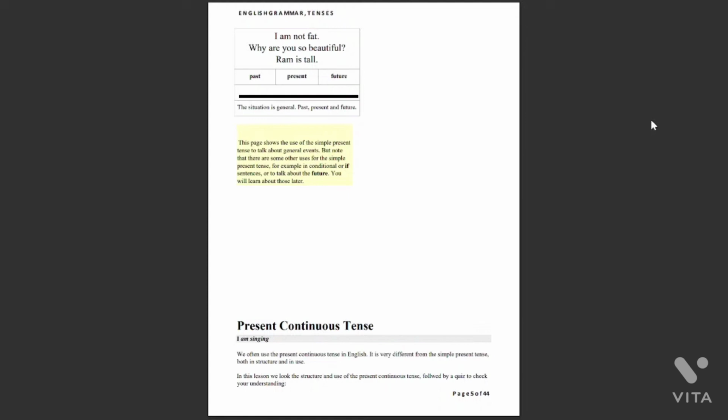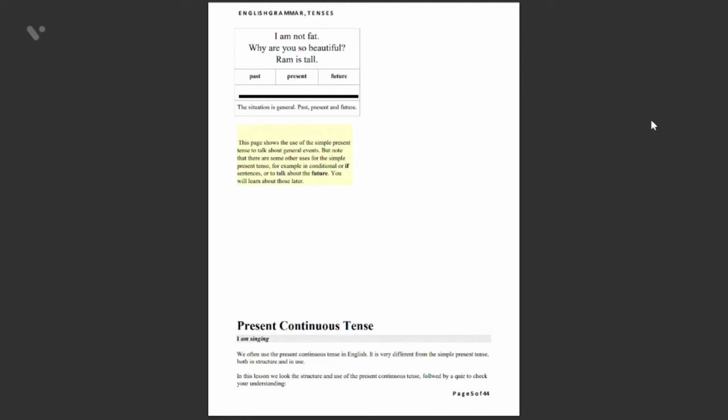So this page shows the use of simple present tense to talk about general events, but note that there are some other uses of simple present tense also. For example, in conditionals or if sentences, or to talk about the future. You can learn about those later. So this is about the simple present tense.